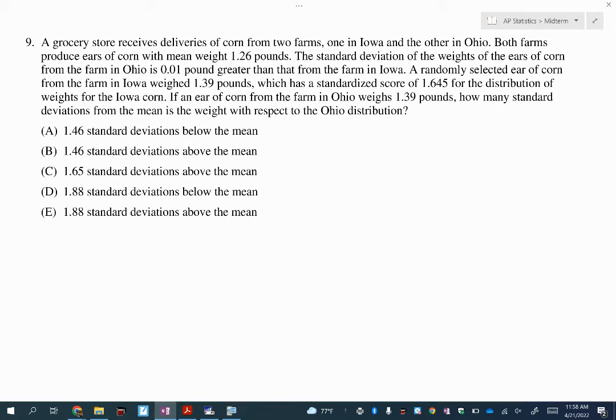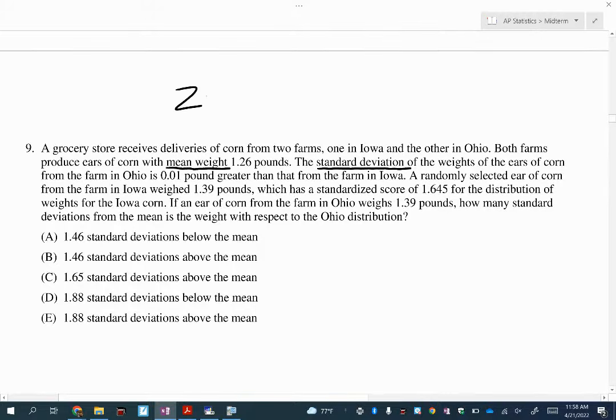Number 9 is a lot going on, but I'm hoping that you see that they're talking about a mean weight that's the same for both of these farms, one in Iowa and one in Ohio. And then it's talking about the standard deviation. When I see the mean and the standard deviation, what am I thinking about? The normal model. So I'm going to be using this formula again to help me solve this problem.